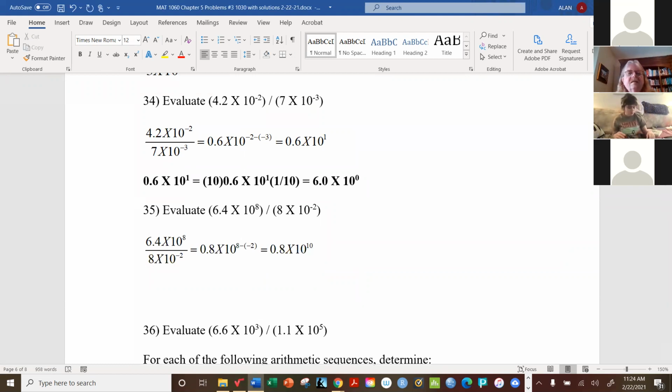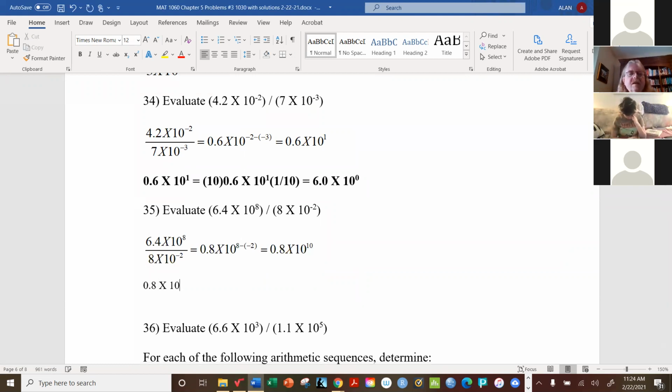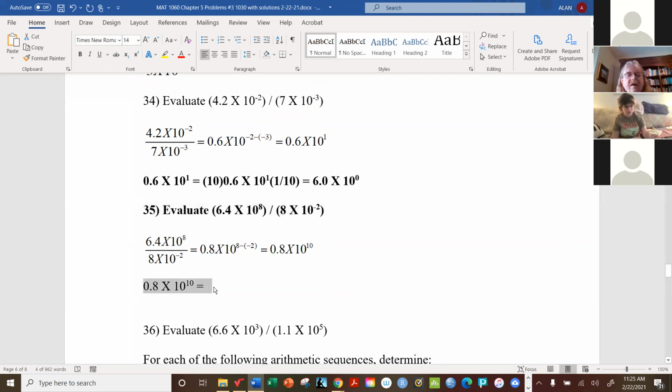So what do we do about it? All right. Just like we did a few minutes ago, we're going to multiply by 10 and then divide by 10. So watch.